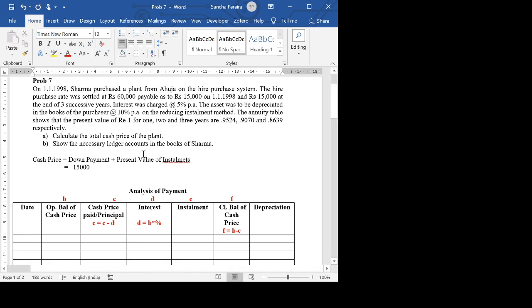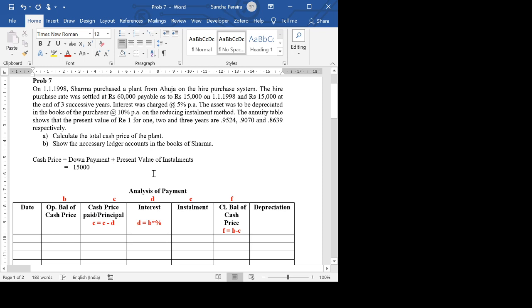Now this formula can be used only when present values or the annuity values are given to you. So how are we going to calculate the present value of installments? How much is each of the installments? Again, it is 15,000. I have already discussed this. The meaning of present value of installments is these are the present values. They clearly said that the annuity table shows that the present value of rupee 1 for 1, 2 and 3 years are 0.9524, 0.9070 and 0.8639.